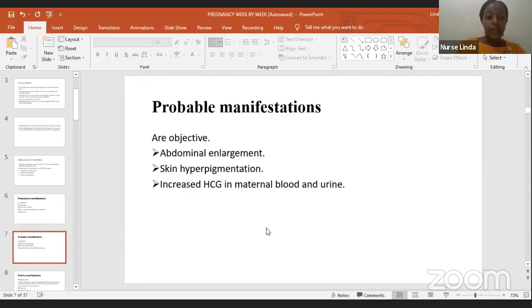Next, we have the probable manifestations. Now, signs and symptoms are what we have called the presumptive. Probable manifestations are those things that you, as the health provider, are able to identify. You can see them, and they could point you towards pregnancy, but we still need to confirm a pregnancy. With probable manifestations, there are quite a number, but I just picked 3 that we can relate to.